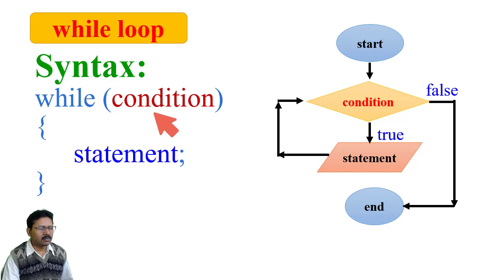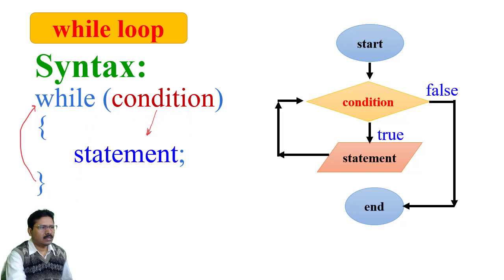This is the syntax of the while loop. While some condition will be there. If the condition is true, then the execution will enter into the while body and execute all the statements. After executing the statements, it will return back to the while loop to check whether the condition is true or false. This loop will continue till the condition is true. When the condition fails or is false, it will come out of the while loop.